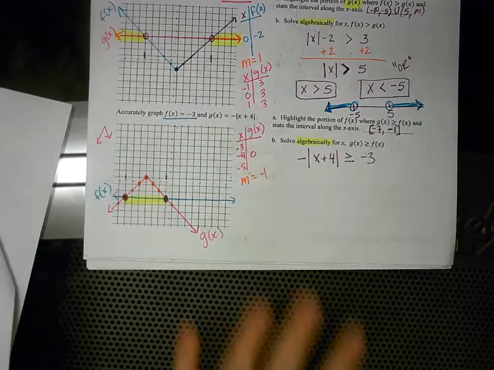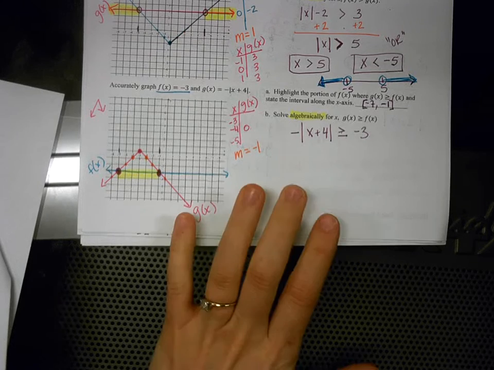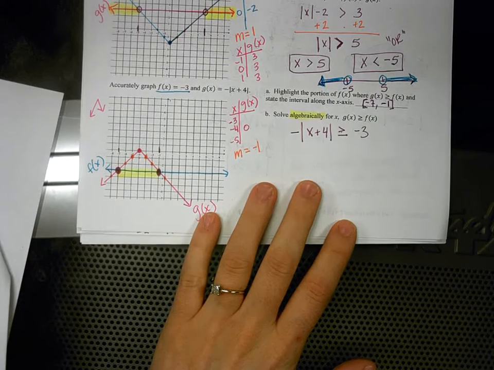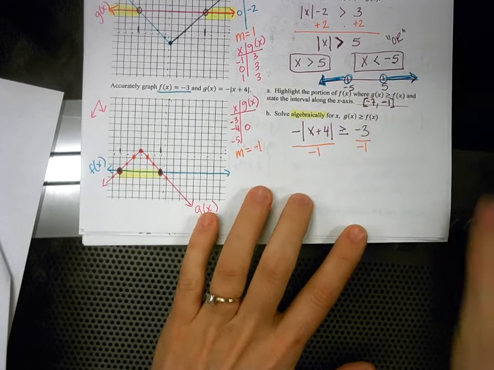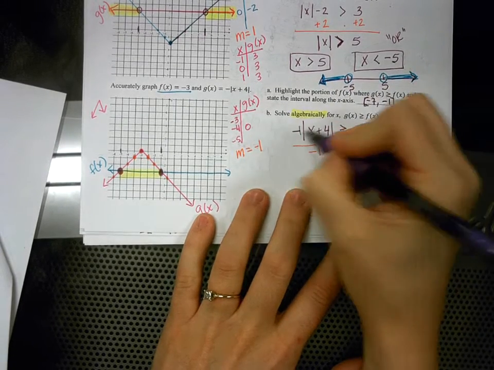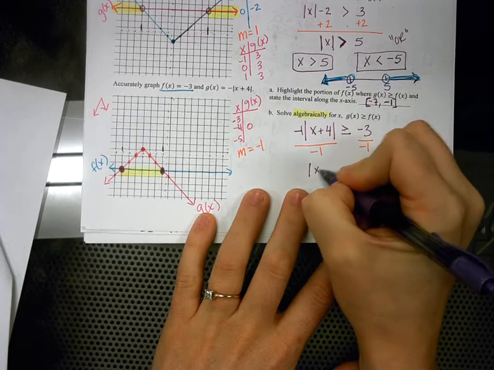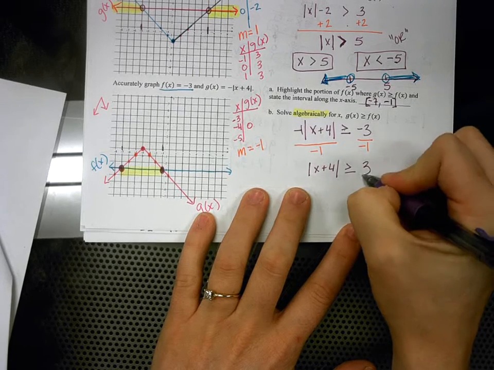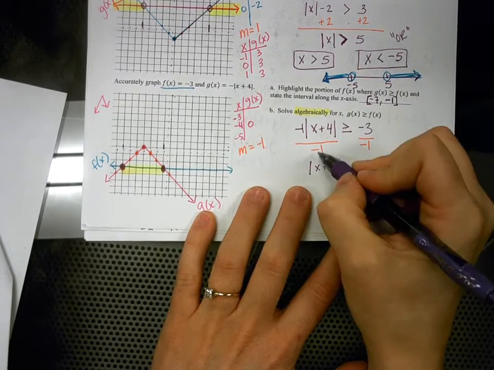Before I can analyze anything, I need to isolate my absolute value. Is it isolated? No. What do I need to get rid of? The negative, or the -1. So you can either divide by -1 or multiply by -1. Either way. If I divide by -1 on each side, -1 divided by -1 is +1. -3 divided by -1 is +3. What happens here? Good. Change the sign because we divided by a negative.